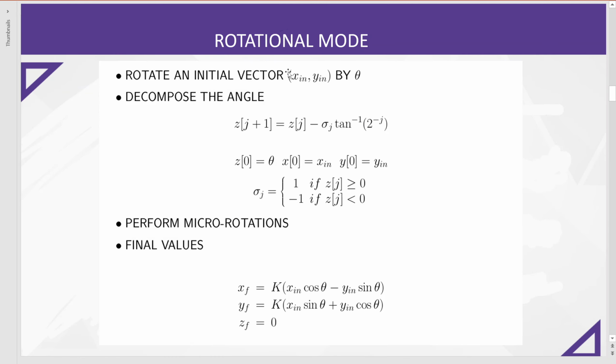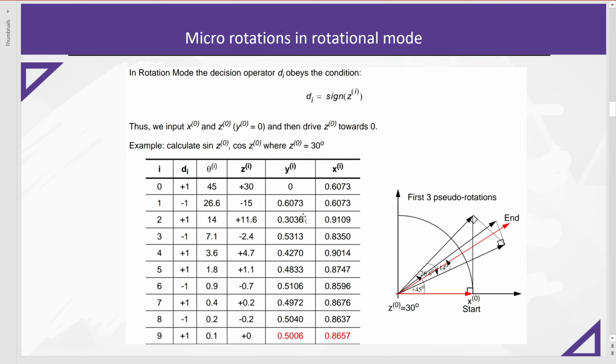So in the rotational mode, this is the equation we got for the next computation of the values of x, y and z. We have to check the sign of theta. If the sign is greater than 0, then sigma will be taken as 1, otherwise it will be taken as -1.